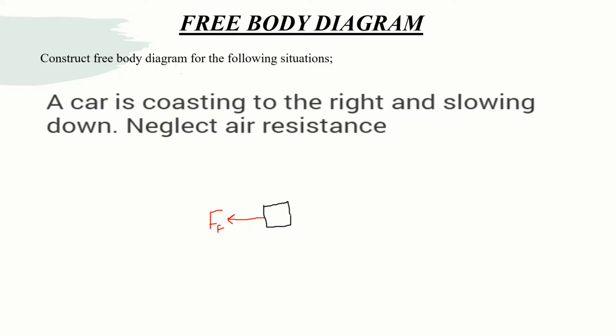and the applied force will be very what? Minimum, because the car is coming to a rest, so I can ignore the applied force. Now there will be a force of gravity acting on this object, and also because the car is on the road, there will be a normal force. So this is the free body diagram for this question.